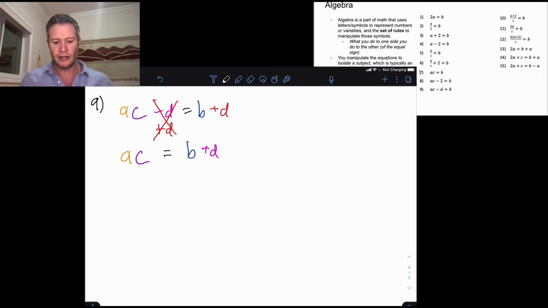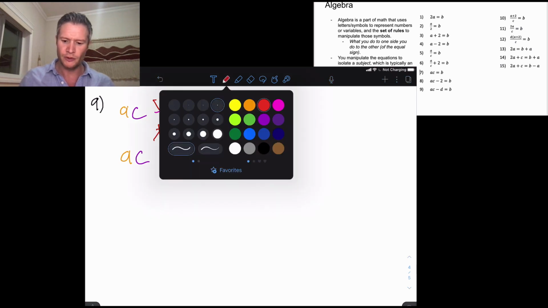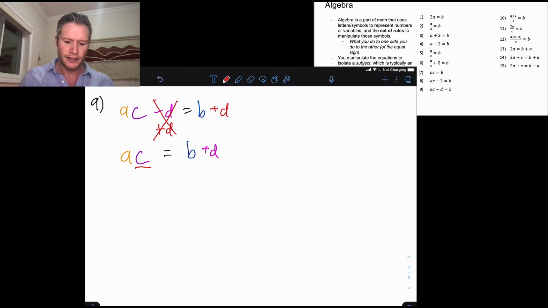Okay, so here we are. What do we do next? Well, A has still got C beside it. So how do we get rid of that? Well, we divide. Multiply, the opposite is divide. But how does that look here? Usually you can just write it like that, but if you really want to write it out, that's the easiest way to do it.